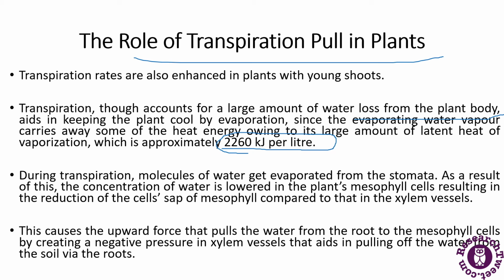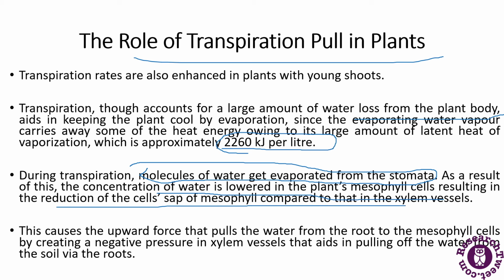During transpiration, the molecules of water get evaporated through the stomata. As a result, the concentration of water is lowered in the plant's mesophyll cells, which results in a reduction of the cell sap of the mesophyll compared to that in the xylem vessels. This causes an upward force that pulls the water from the root to the mesophyll cells by creating a negative pressure in the xylem vessels, and it aids in pulling water from the soil via the roots.